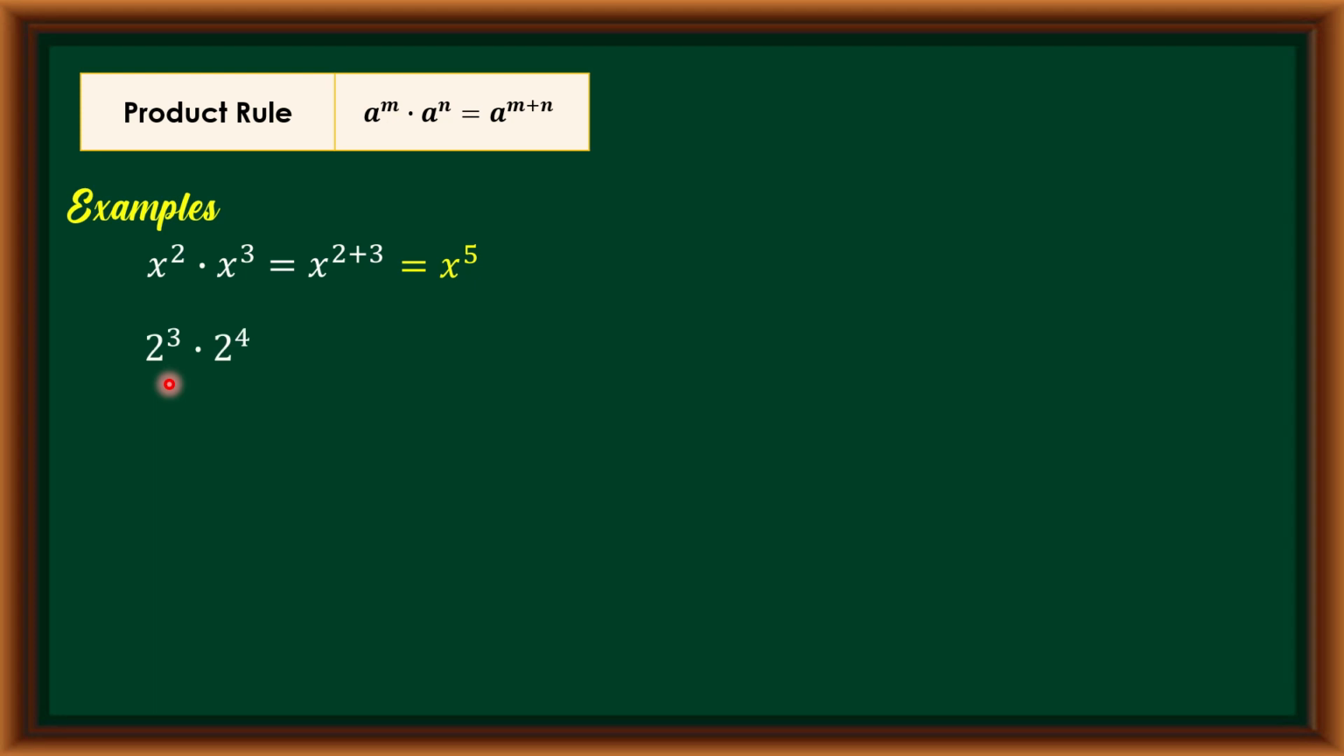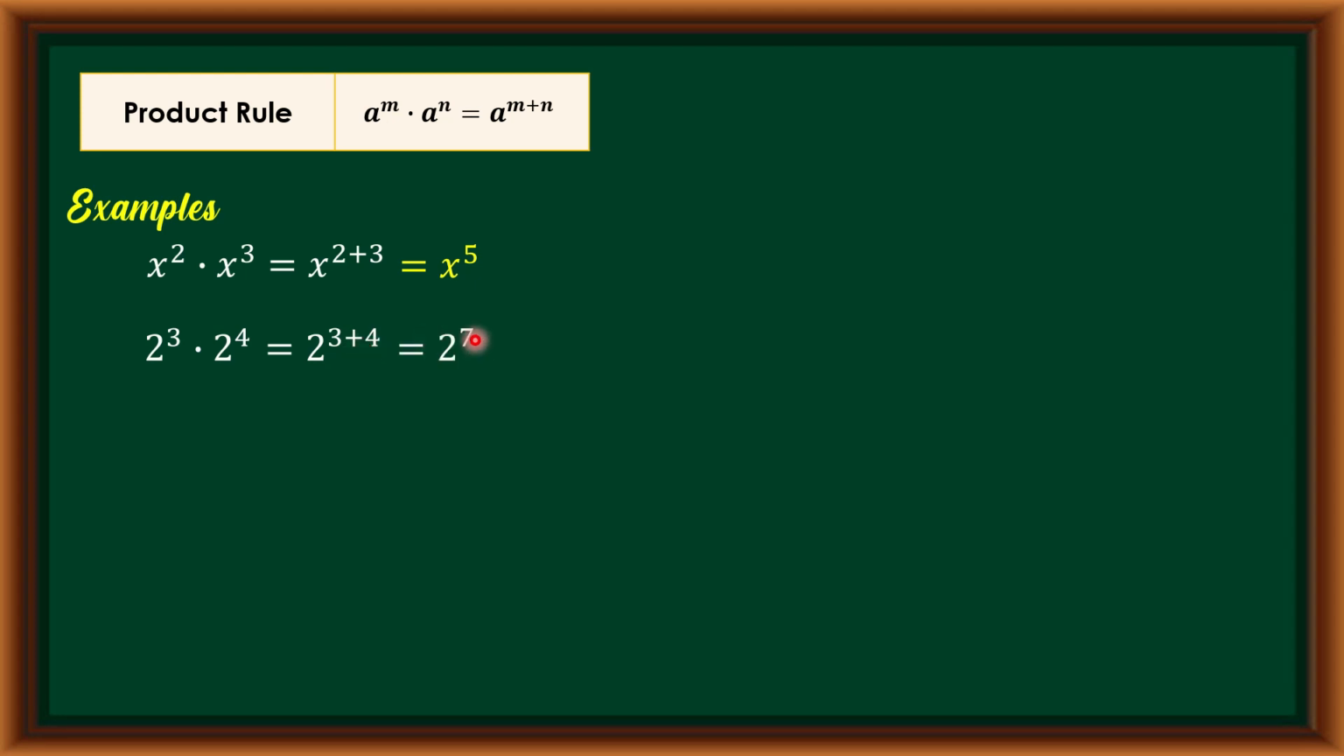Let us have the second example. 2 cubed times 2 to the 4th power. So we have here the same base. Let us just copy the same base and add the exponents. So we have 2 raised to 3 plus 4. And 3 plus 4 is equal to 7.